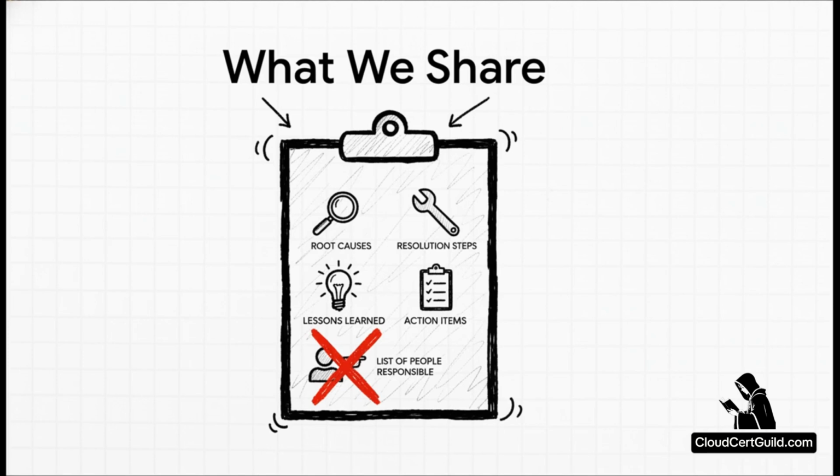We also create a list of action items, prioritized, to make sure this doesn't happen again. And look closely at what we've crossed out here. A list of people responsible. You never, ever do that. The goal is to fix systems, not to point fingers at people.